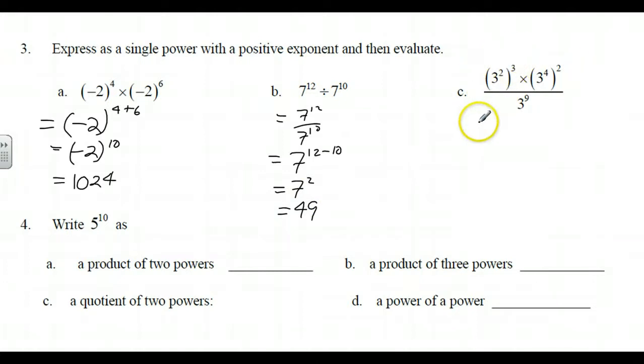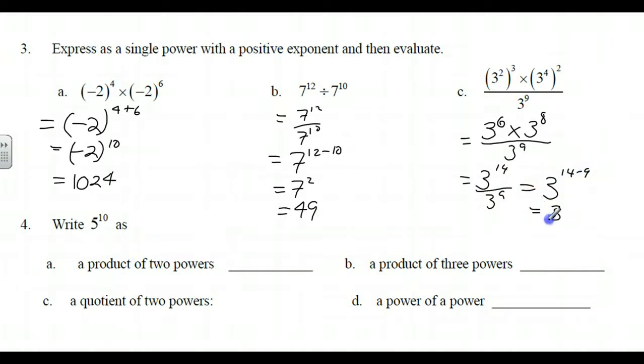Okay, power to a power you multiply. So this will be 3 to the 6th times 3 to the 8th over 3 to the 9th. Okay, these powers have the same base. We add: 3 to the 14th over 3 to the 9th is 3 to the 14 minus 9, which is 3 to the 5th, which is 243. Okay, and then evaluate.